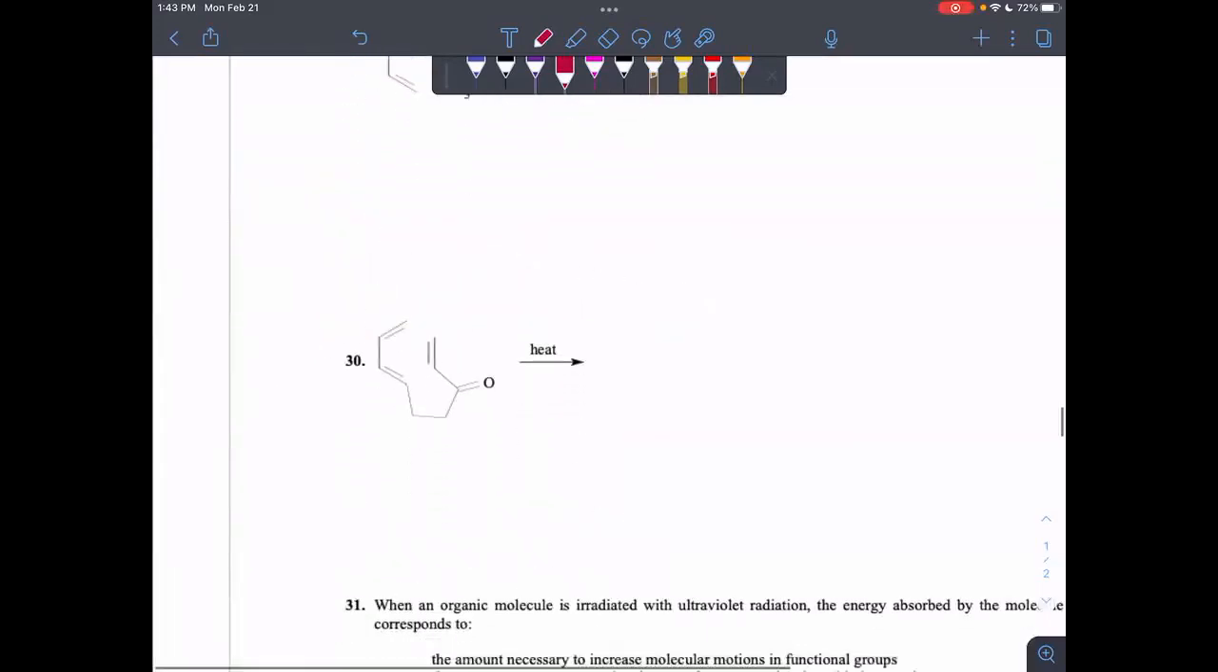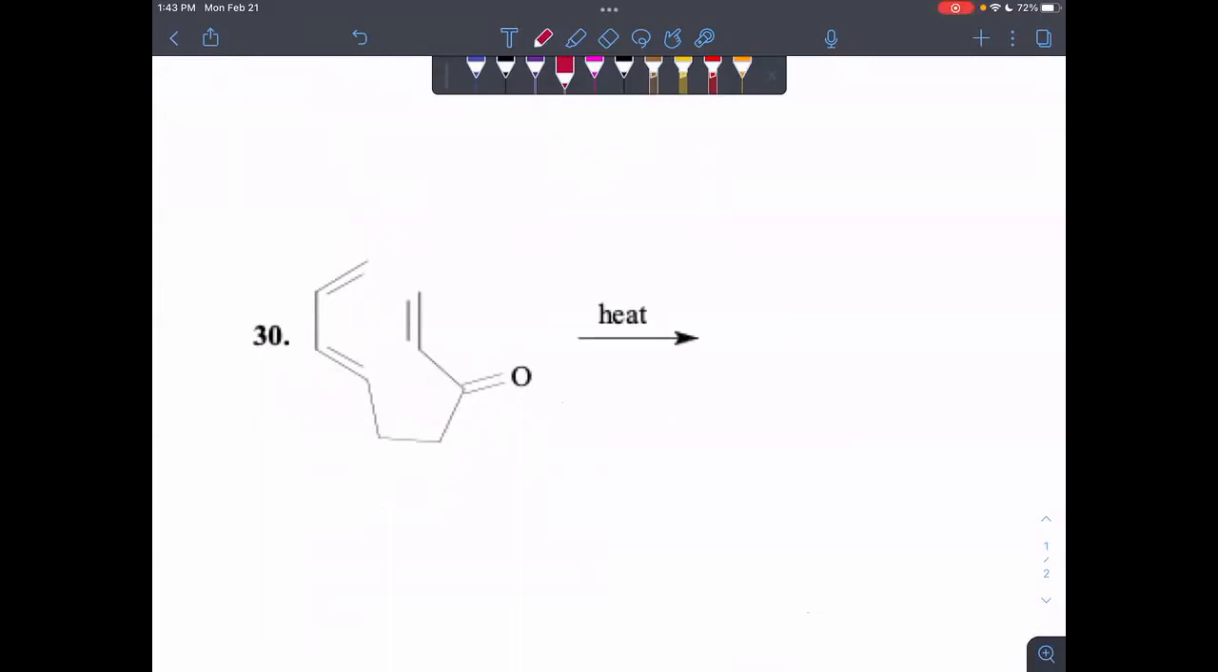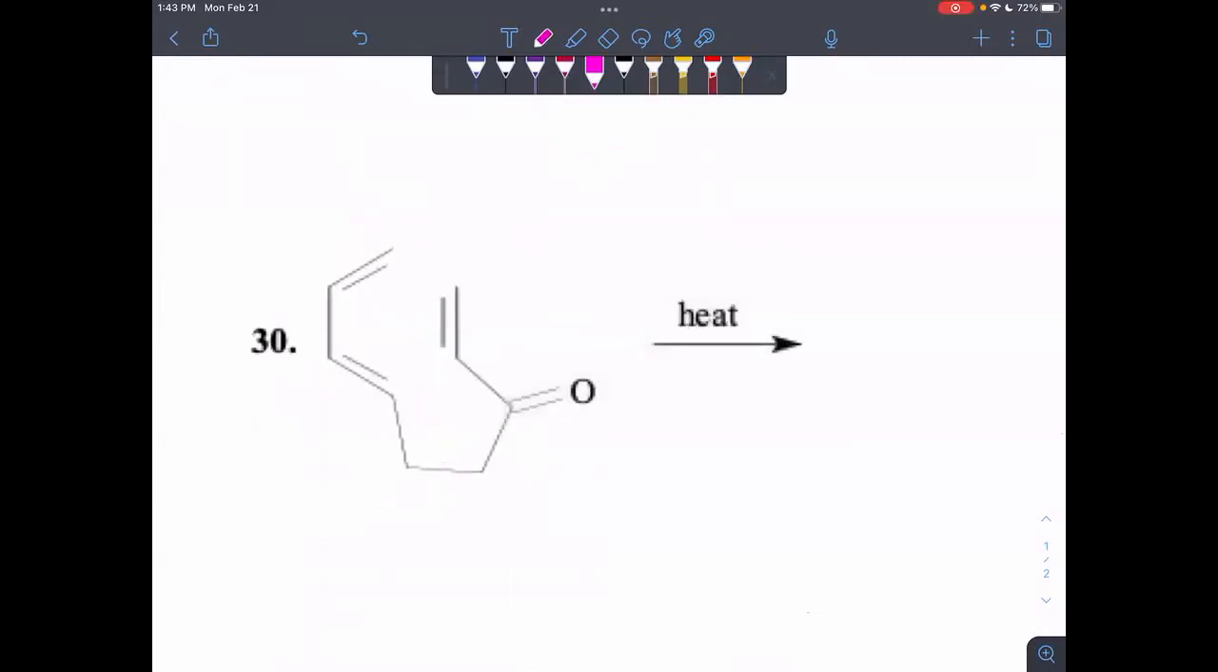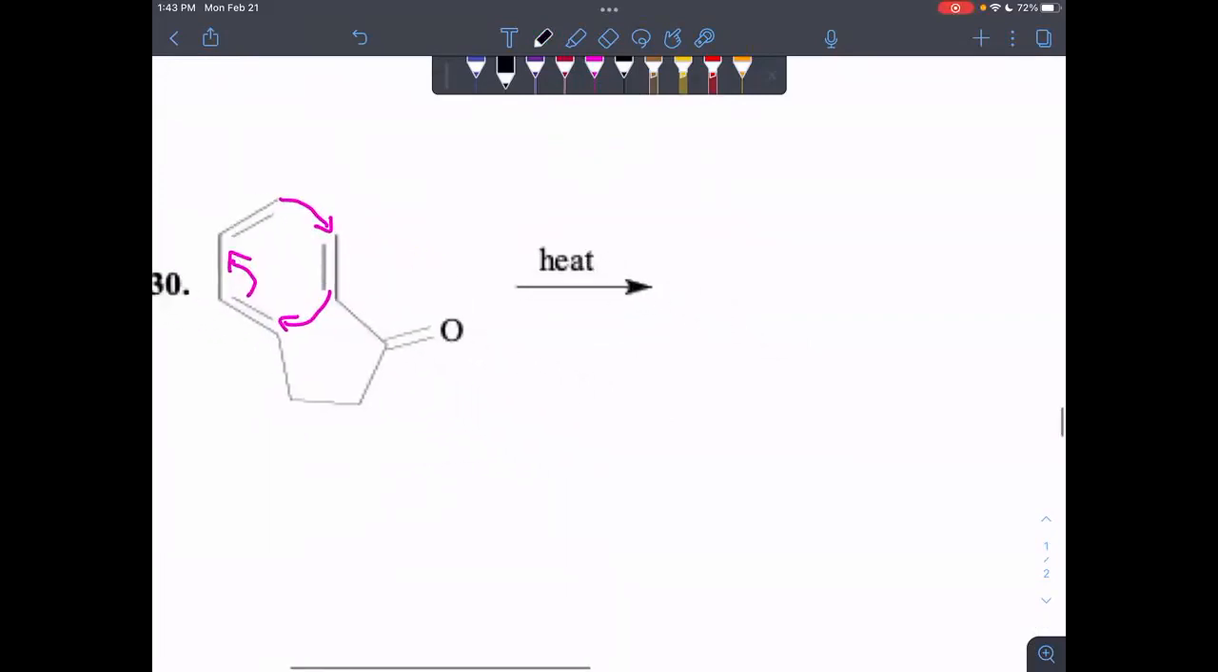Let's see. Okay, this one is interesting. So number 30. There's one of the 5 bonds. Yeah, they all just swing and bond with each other. So you draw your 3 arrows and then you draw your product. I'm a little challenged with drawing these products, but I can do it. Oh, I messed that up. So I just replaced the pink arrows with new bonds, and that's all.